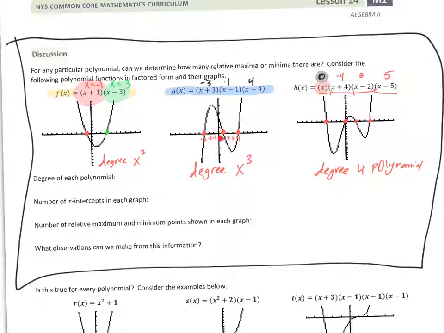So even though it might not be happening there, there will always be at least one x-intercept for a cubic function. Pause the video and consider this, because it's an interesting question. We're going to move on real quick though.